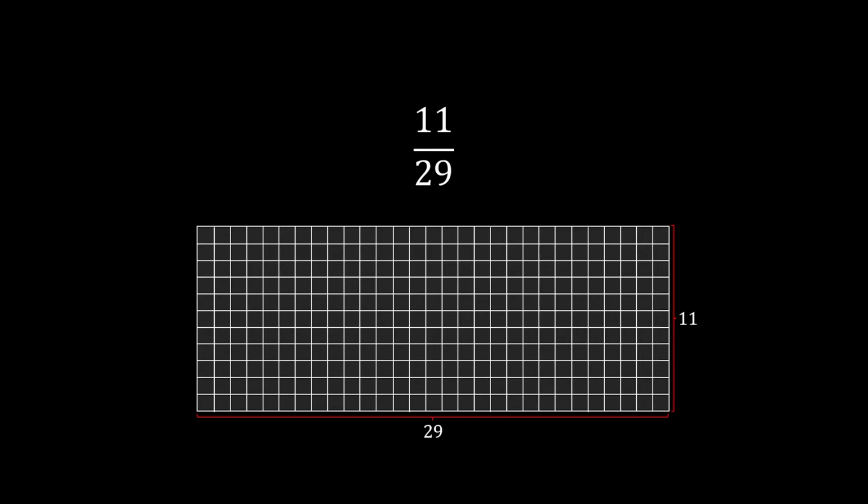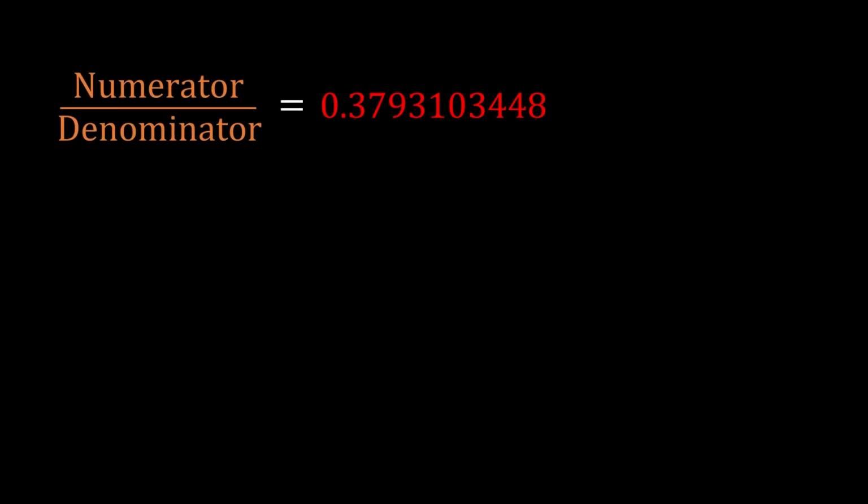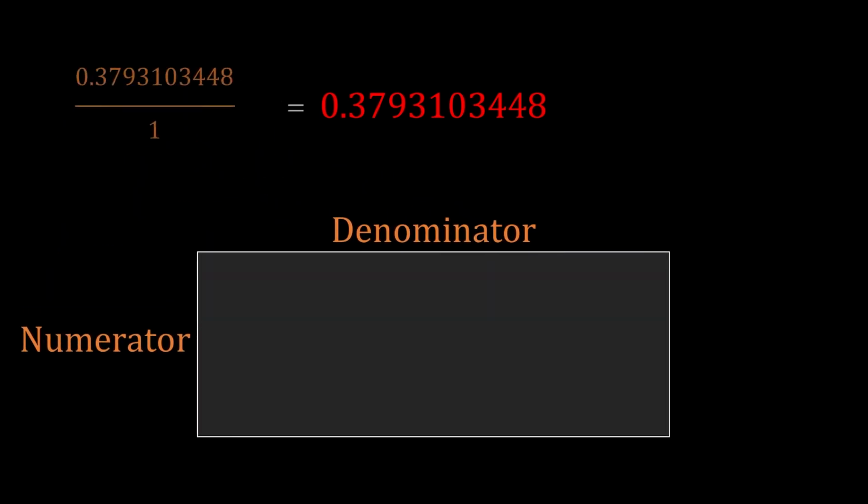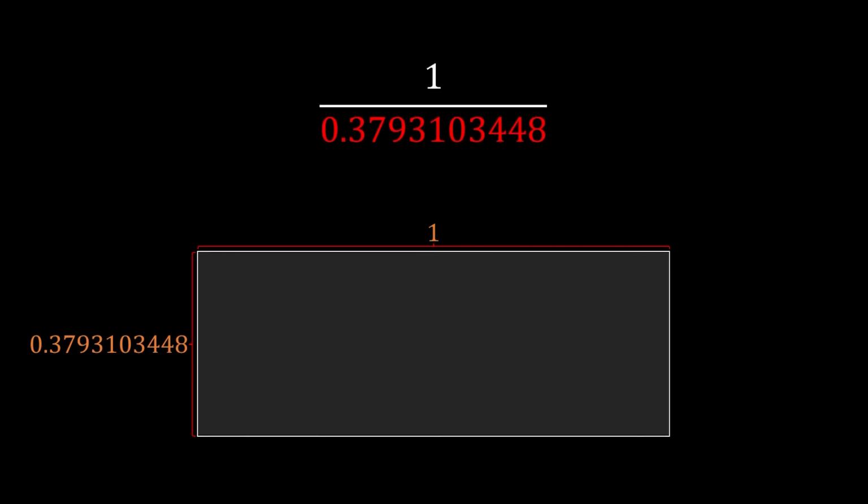We're going to go through the same process again, but we'll also build a continued fraction at the same time to help show us the math behind it all. We'll start with the same decimal as before. We'll again define a rectangle using the decimal as the numerator and 1 as the denominator. We'll see how many squares of side length 0.379 can fit into the rectangle by dividing 1 by the decimal.